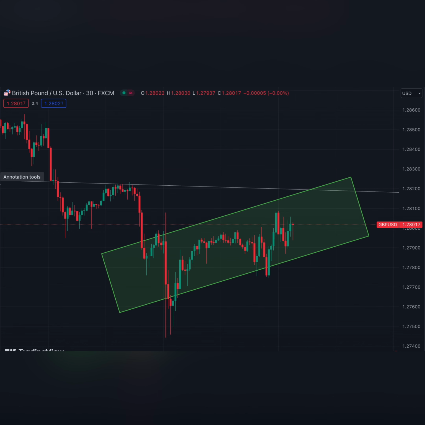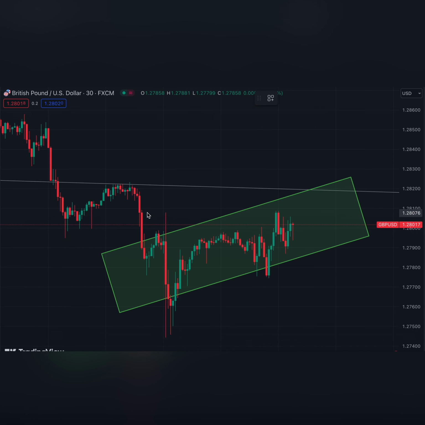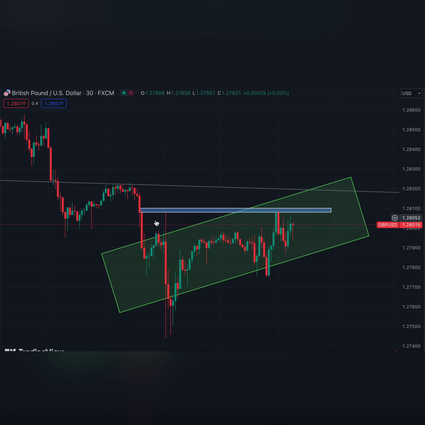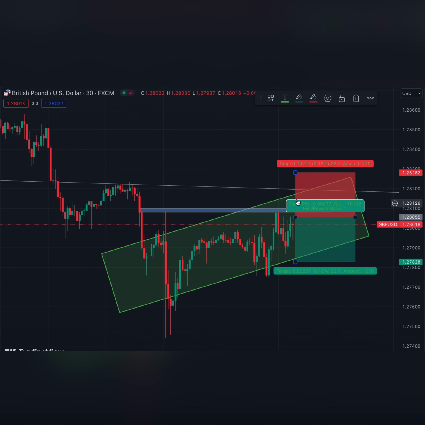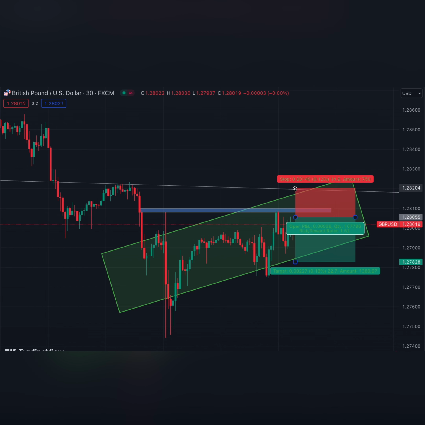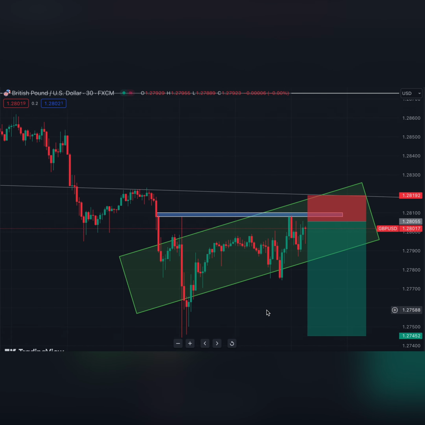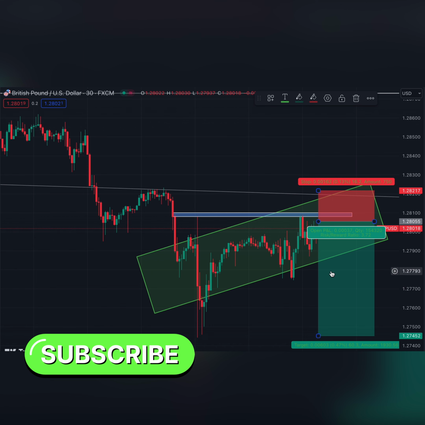I want you to understand this better. If you want to enter, I will draw this as my resistance zone, and if the price reaches around this zone, then I am going to take a sell position around this zone, and my stop loss might be around here, and my target I am going to choose this, because these are the possibilities we have now, and one of the targets is around this.